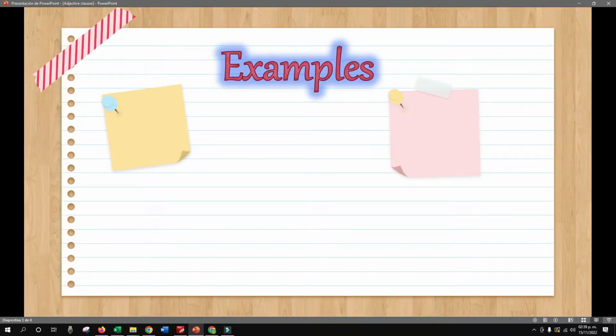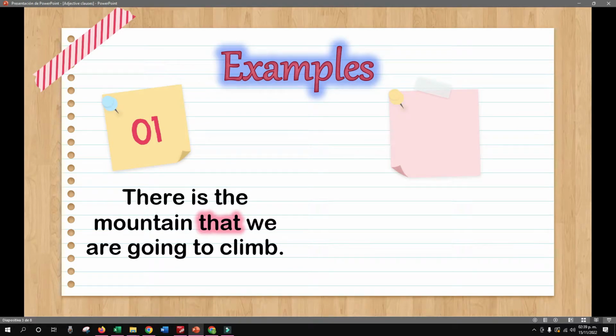So, here we have some examples. Look at this one. There is the mountain that we are going to climb, right? So there is the mountain. There we have the noun. Which is the noun here? Mountain. So this dependent clause or relative clause is modifying the mountain, or is adding extra information about this noun, right? So, that we are going to climb.